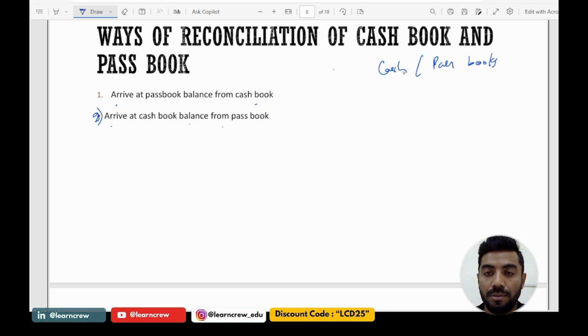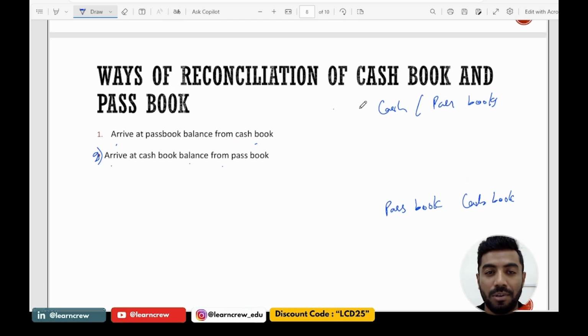Any one of the balances you can choose, and when you start the question and start doing it, you will be arriving at the other balance. That is, if you started with cash book, you'll be ending up with pass book balance. If you started with pass book balance, you'll be ending up with cash book balance. Okay, done. Either of the ways you can start the question. Okay, whichever way you start, the answer will be the same. There won't be any change. Okay, this is what you need to know about the topics here.